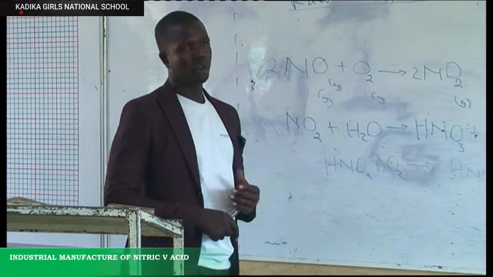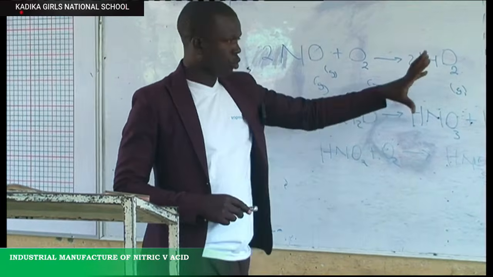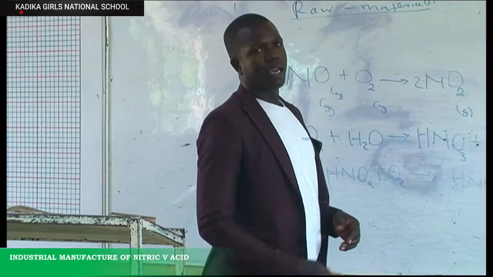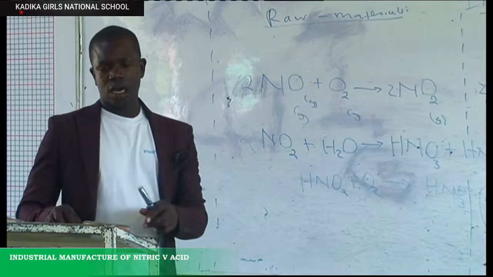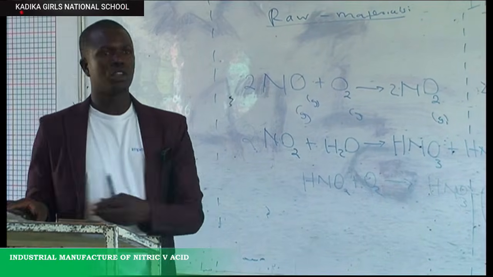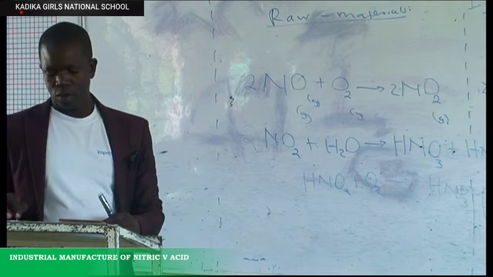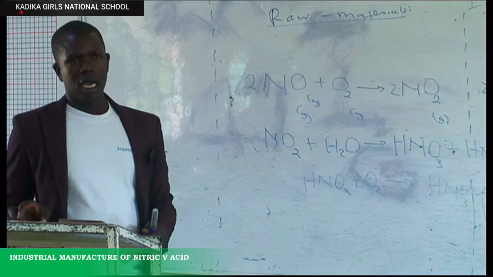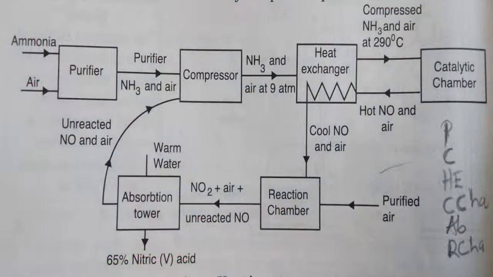I want us to observe it again via flowchart to see how the gas is being produced, and see how that acid is being manufactured by the industrial process. So we have the flowchart here with us. We can share together and see how that flowchart is.